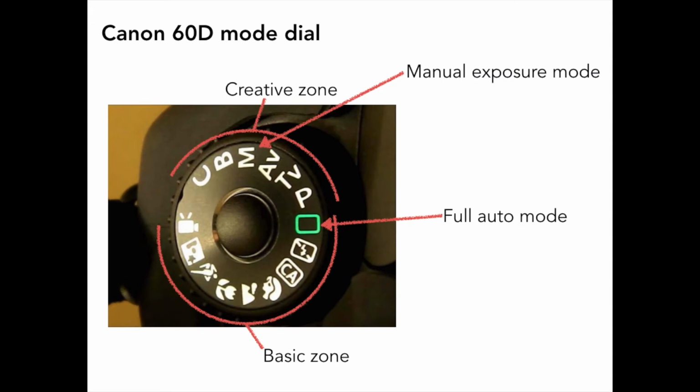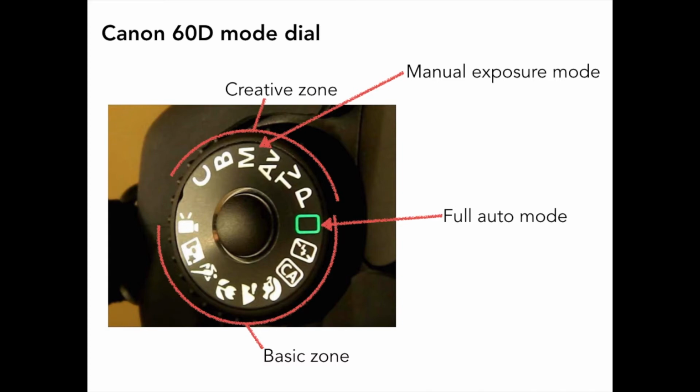Here is the mode dial for the Canon 60D. As a student of this class, you're allowed to borrow a Canon 60D from Pasadena City College if you don't have a digital camera of your own. So that's why I've included the mode dial for this particular camera in this lecture.